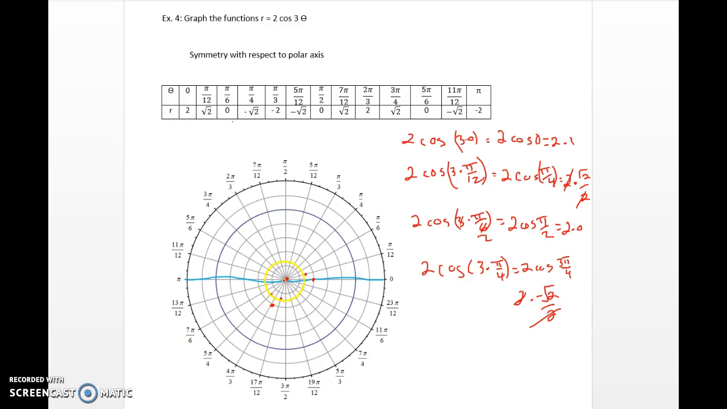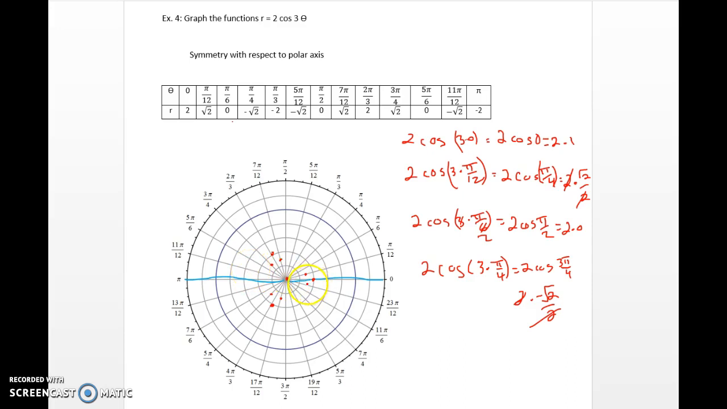When theta is pi over 2, r is 0. When theta is 7 pi over 12, r is root 2, or 1.4. When theta is 2 pi over 3, we get 2. When theta is 3 pi over 4, r is root 2. When theta is 5 pi over 6, we get 0. When theta is 11 pi over 12, we get negative root 2.